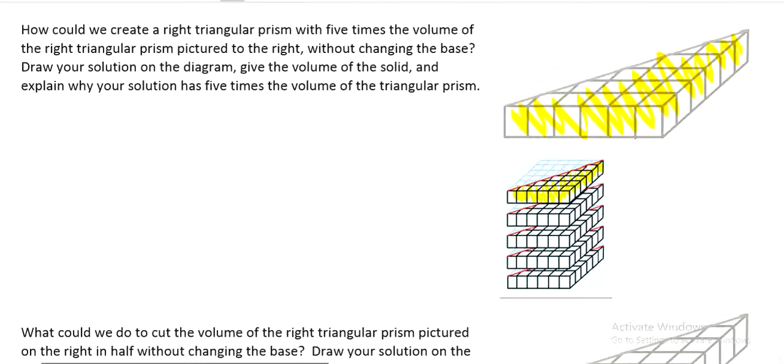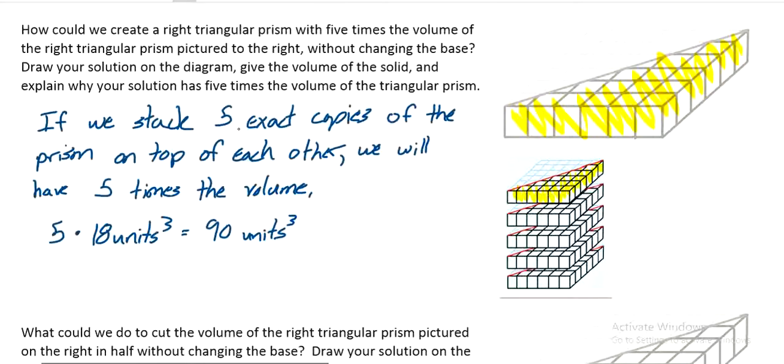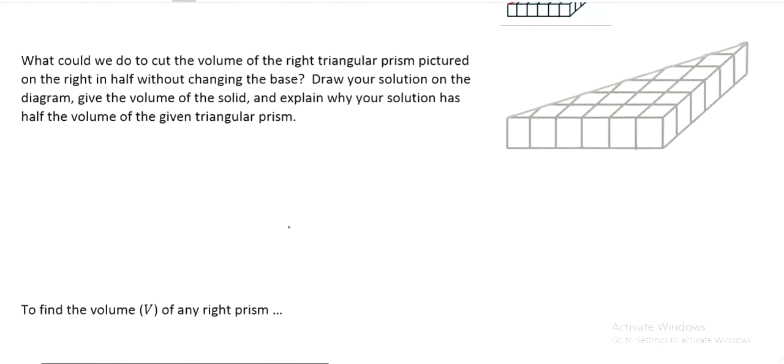So we will write, if we stack 5 exact copies of the prism on top of each other, we'll have 5 times the volume. And here's just breaking down 5 times 18 units will give us 90 units cubed. All right, down to the next one.